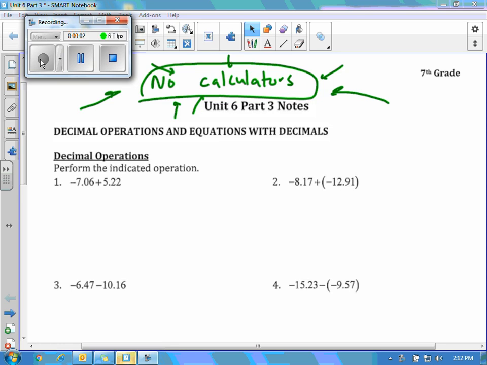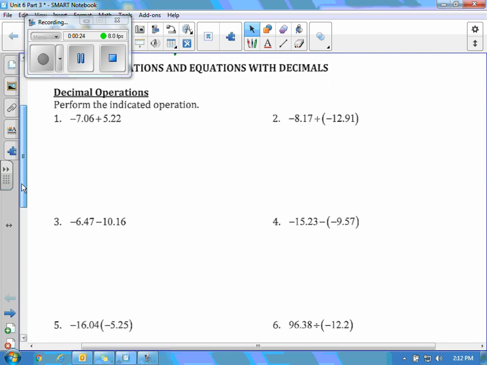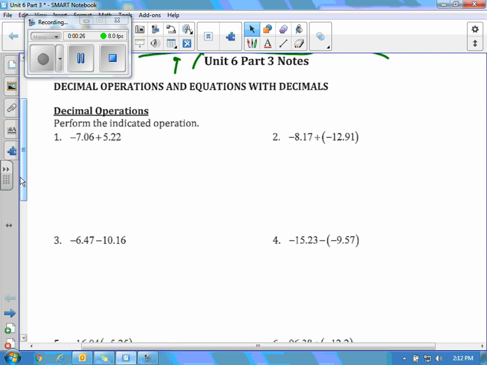In Unit 6, Part 3, we are reviewing decimal operations and then looking at solving equations that contain decimals. In case you aren't looking at your notes, leave at the top: I do not want you to use calculators on this. The whole point of this is to review decimal operations and then to look at solving with decimals. So, we're looking at adding, subtracting, multiplying, and dividing decimals, which you've all done before. It might just be a little bit different this time because now we'll have negatives and things of that nature.